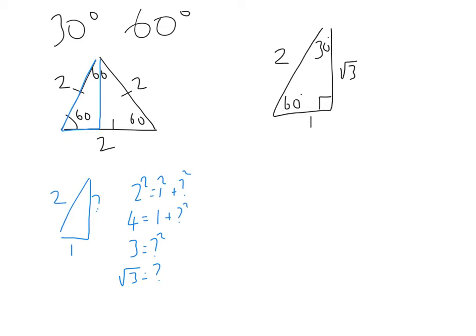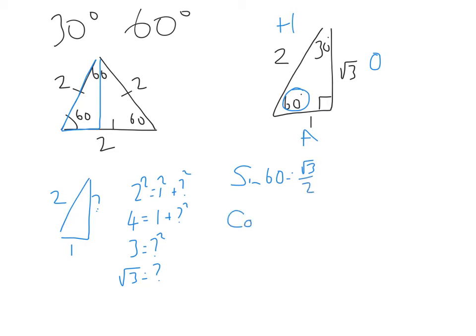So if we start here with the 60 degree angle, from the point of view of the 60 degree angle, this would be the adjacent, this would be the opposite, and this would be the hypotenuse. And then we can come up with our 3 trig ratios for 60 degrees. So sine 60, sine is opposite over hypotenuse, so in this case we'll get root 3 over 2.